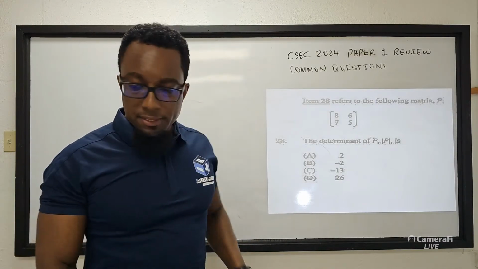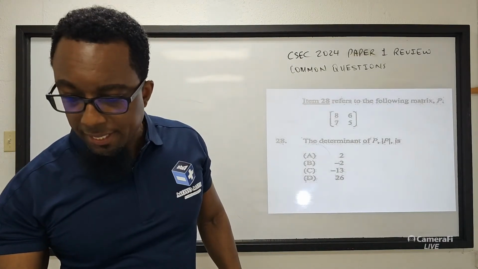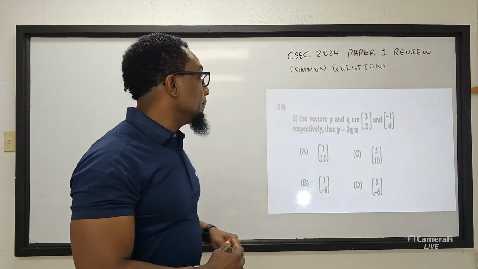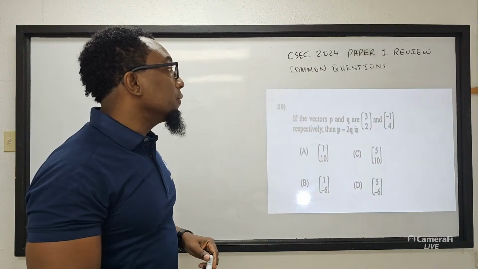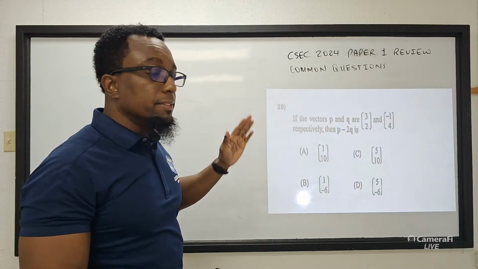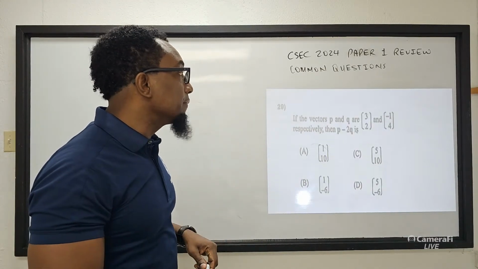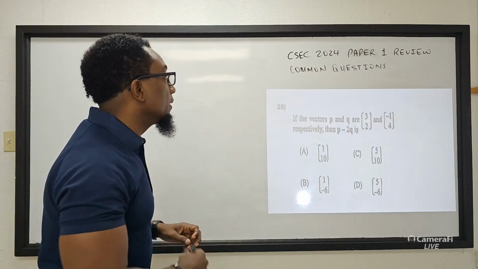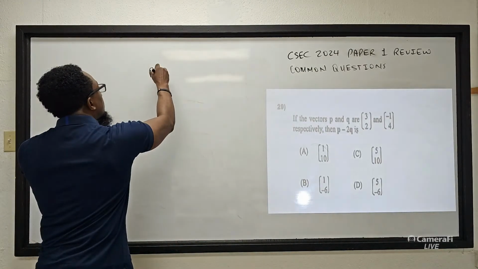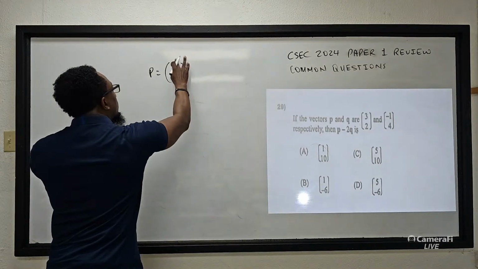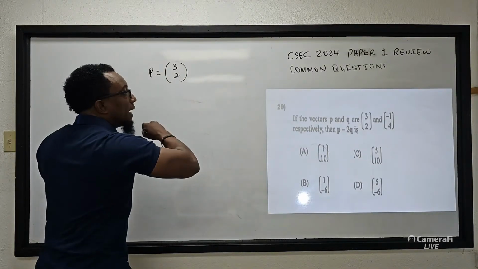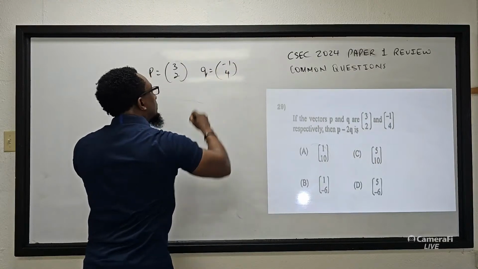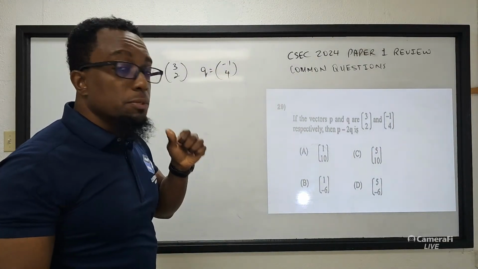So let's look at 29. Right, this here is a vector question. If the vectors P and Q are the column vectors 3, 2 and negative 1, 4 respectively, then P subtract 2Q is another common question. So you have P, 3, 2, and Q, negative 1, 4. And they want us to determine what is P subtract 2Q.